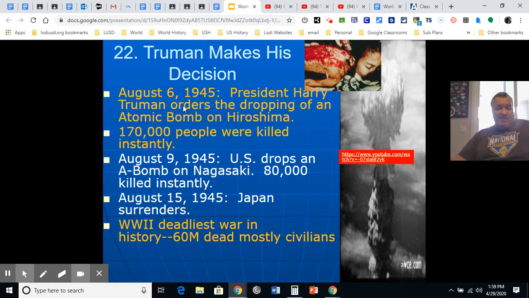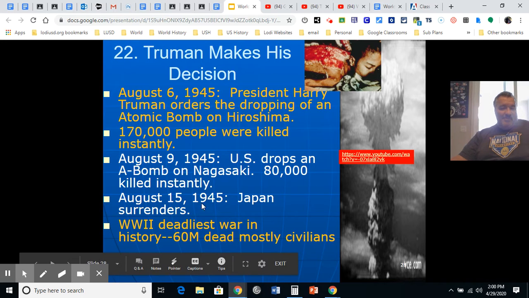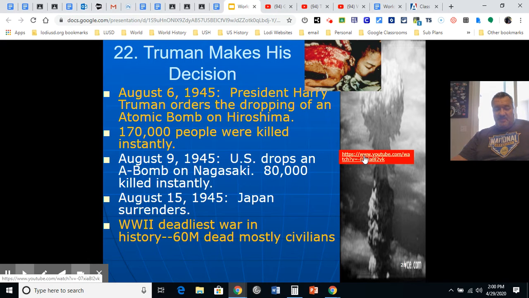August 6, 1945, Truman orders the bombing of Hiroshima. 170,000 people are killed instantly. August 9, 1945, U.S. drops an atomic bomb at Nagasaki. 80,000 are killed instantly. August 15, 1945, Japan surrenders. So it does work. Was a second bomb necessary? I don't know. We do know that World War II is the deadliest war in history. 60 million are dead, mostly civilians. This includes the death tolls from the Holocaust and the atomic bombs.